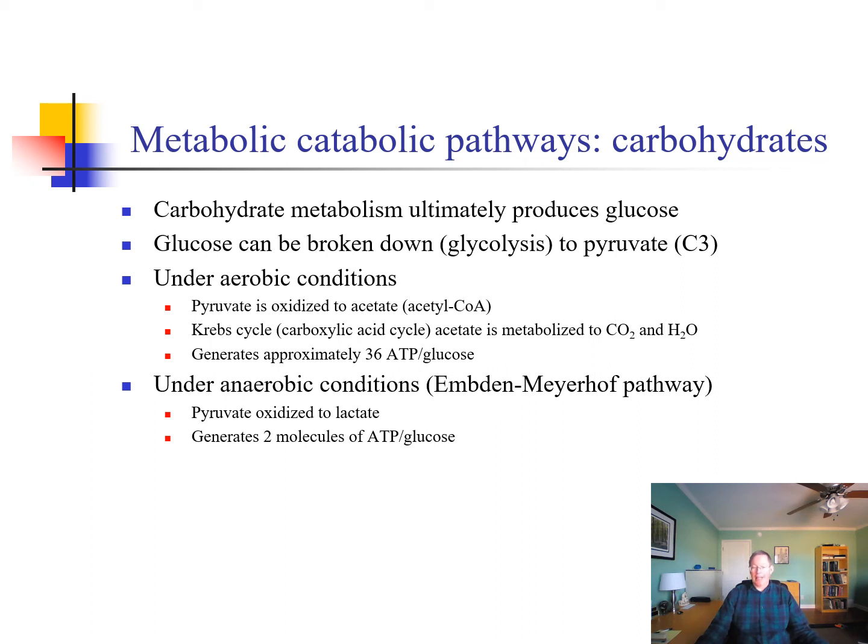Sometimes my body has to operate temporarily under anaerobic conditions, or sometimes, like in the case of erythrocytes, I don't have the machinery to do the Krebs cycle. When I operate under anaerobic conditions, I use the Embden-Meyerhof pathway, where I'm just basically taking the pyruvate and making it into lactate, and I just get the 2 molecules of ATP per glucose that I get from this glycolysis of breaking down glucose into pyruvate. So not a lot of energy, but it gives me some.